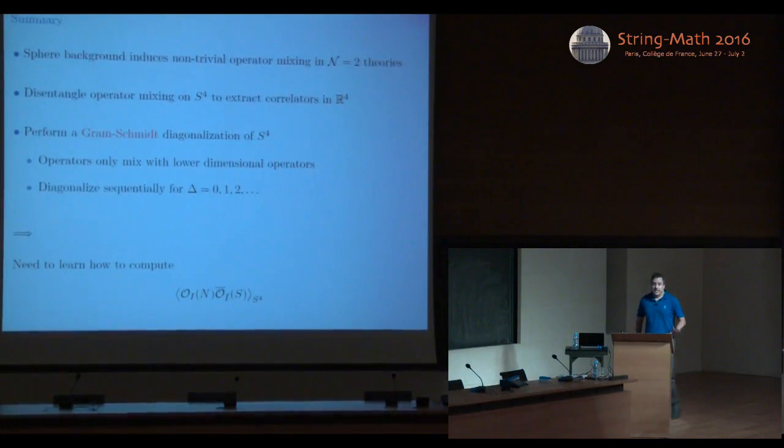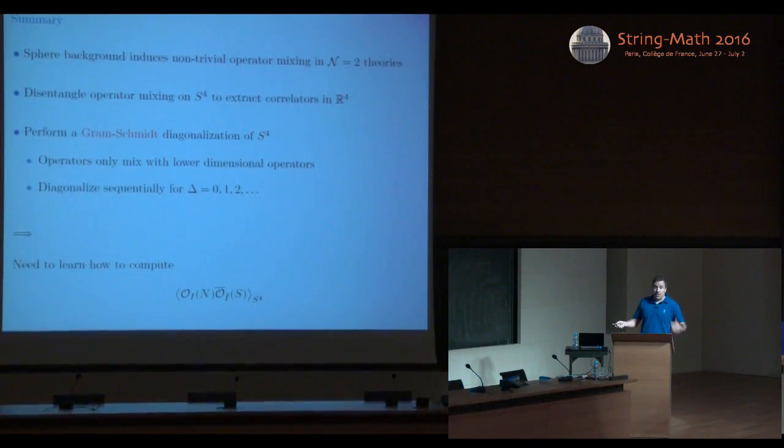So let me give you a local summary of the discussion so far. What we have found is that the sphere background induces non-trivial operator mixing in N equals 2 theories. And if you want to compute correlation functions in R4, we will need to disentangle operator mixing to compute R4 correlators. The goal of this talk is to compute observables in flat space, and we're just using the sphere as a trick to extract the answer. So that means that in particular, we will have to perform some Gram-Schmidt generalization of the correlation function on the sphere. Okay?